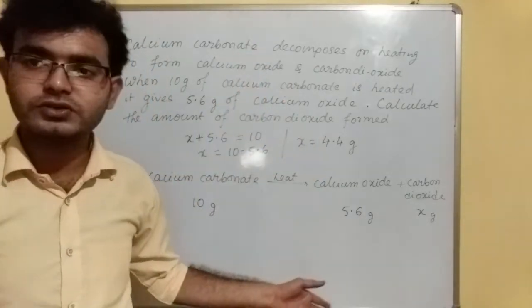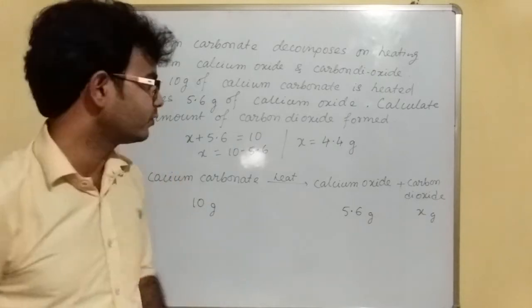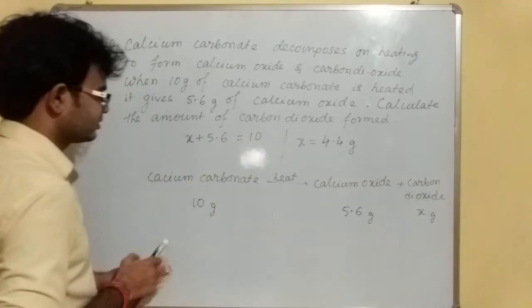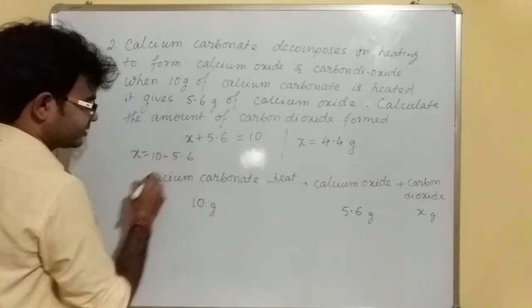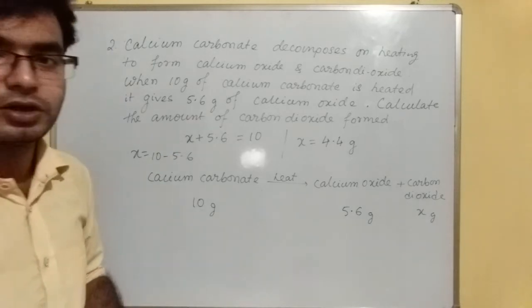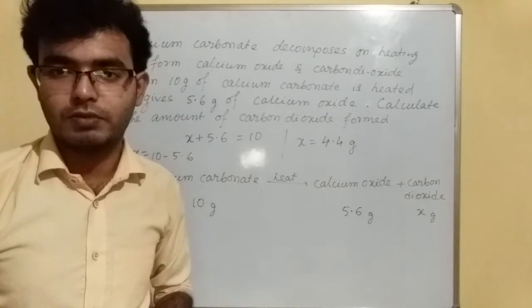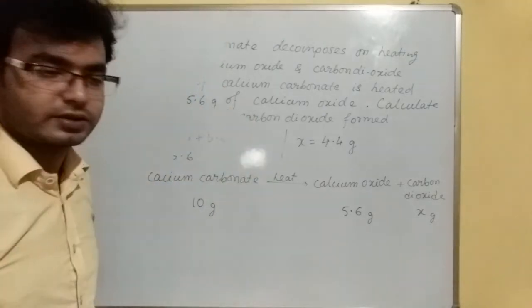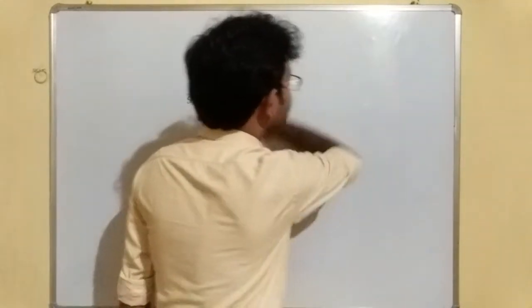Which law did we use in this reaction to solve this question? That is the law of conservation of mass. Okay, the law of conservation of mass. Here x is equal to 10 minus 5.6, that is x is equal to 4.4 gram. We use the law of conservation of mass to solve this question. Okay, now I think this one is clear to all of you. This type of question will be faced by you in final exams.